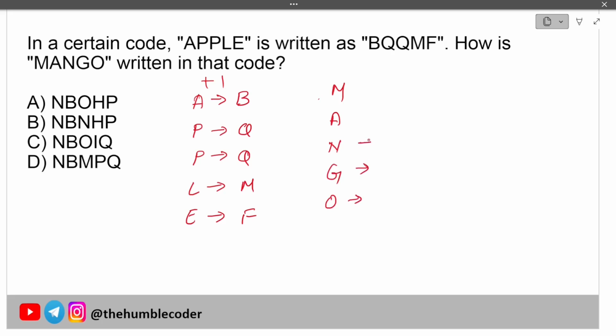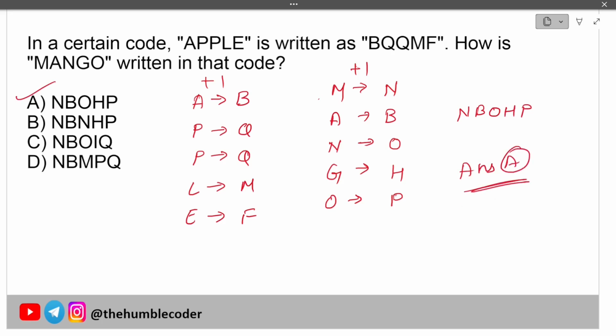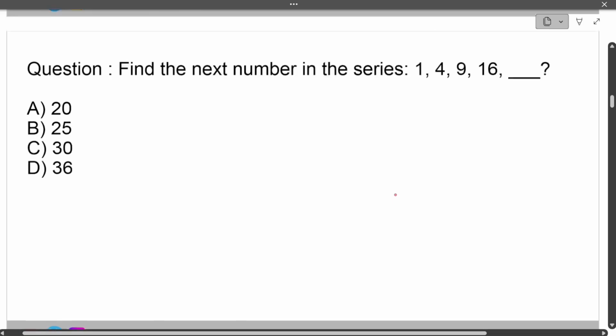So let's try to find out for mango. M, N; A, B; N, O; G, H; and O, P. Okay, so we have also done plus one character. So the final output that we are getting is N, B, O, H, P. Let's see if we have that option. Yes, option A is NBOHP. So the answer will be option A for this question. Let's move on to the next question now.